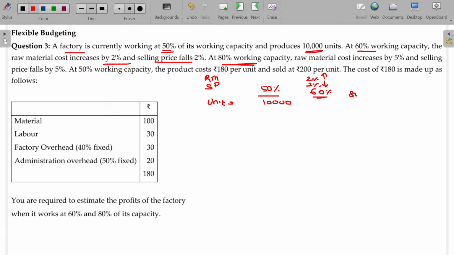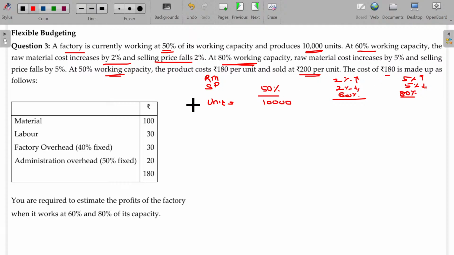At 80% capacity, raw material increases by 2%, selling price decreases by 2% at 60% capacity. At 80% capacity, raw material increases by 5% and selling price falls by 5%. Right, at 50% working capacity the product costs us 180 per unit and is sold at 200 per unit currently.